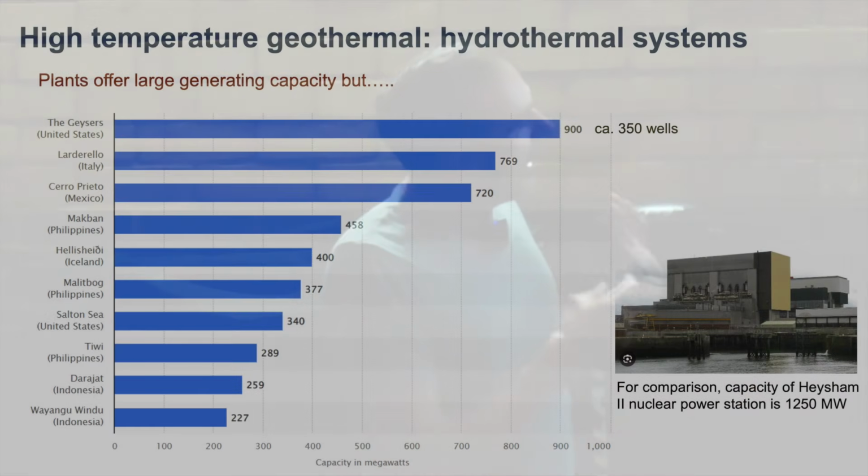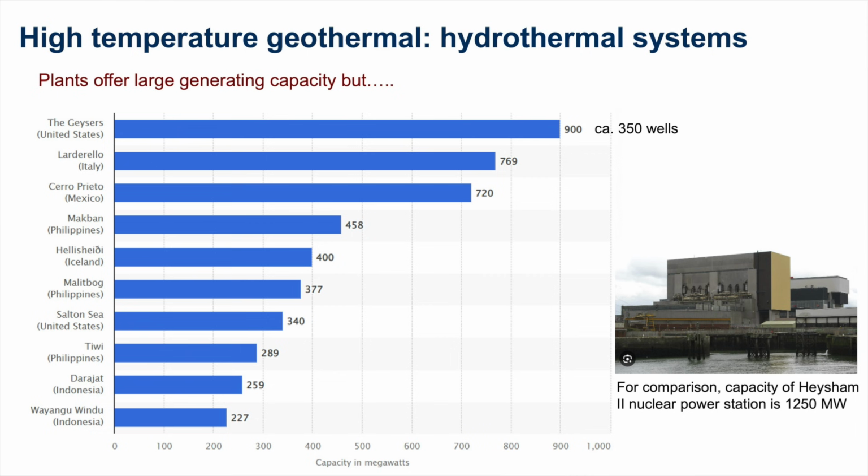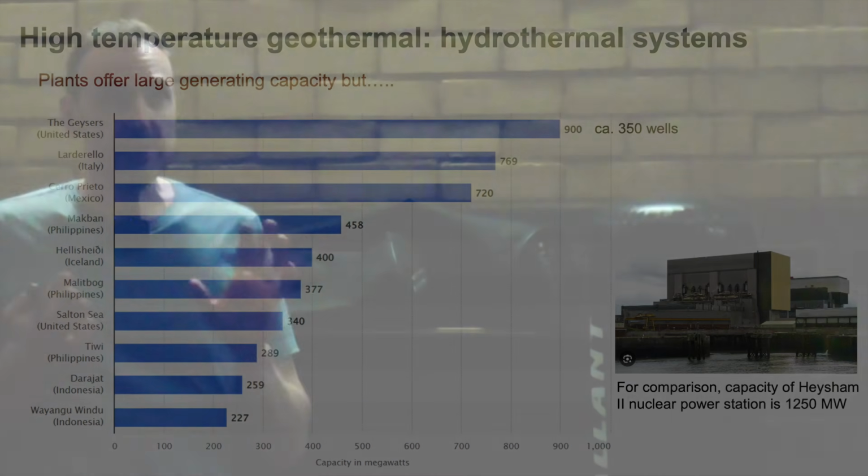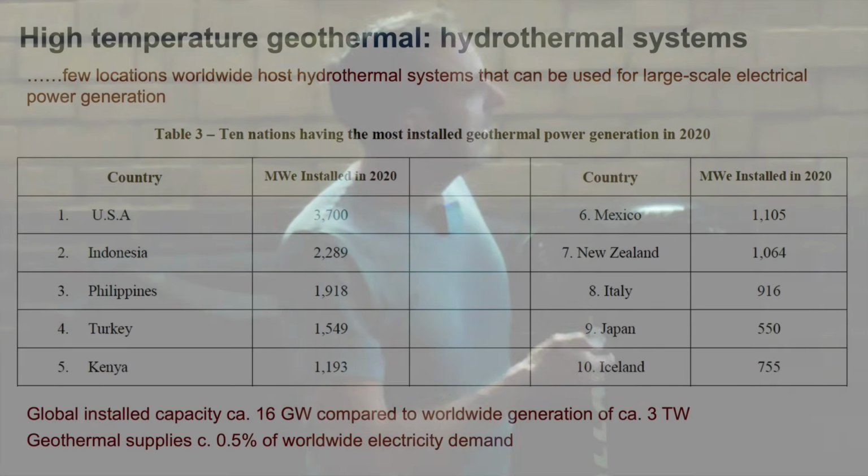So those are the main ideas, places where we can generate high enough temperatures for electricity generation, and these sorts of plants can be really quite large in scale. So the Geysers, which is the picture I opened up with at the beginning, has about 350 wells, and it generates about 900 megawatts of electricity. For comparison, that's not far off the scale of a major power station. I put Heysham 2 there because I grew up near Heysham 2 nuclear power station. That's around about 1,200 megawatts. So these large geothermal plants can approach that kind of scale of a large power station.